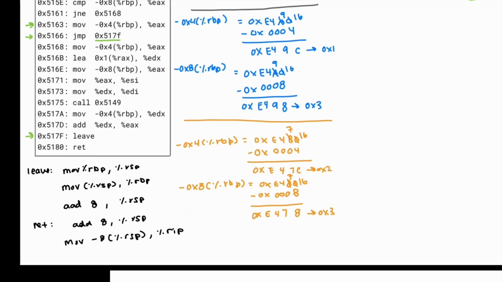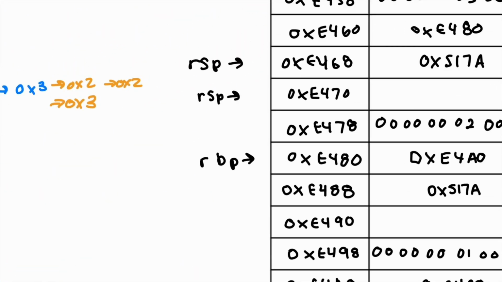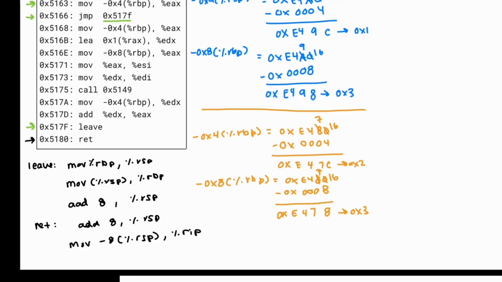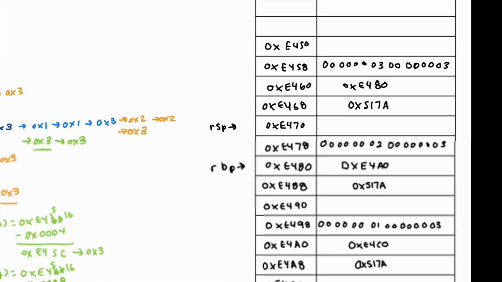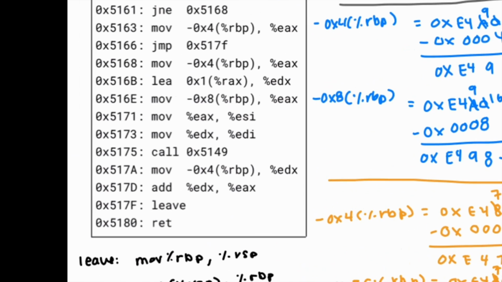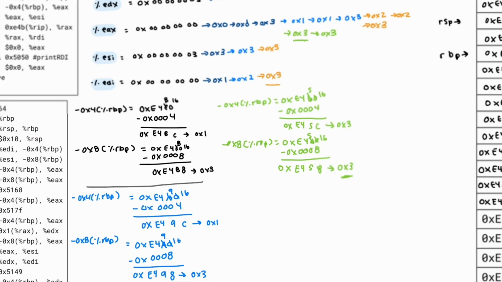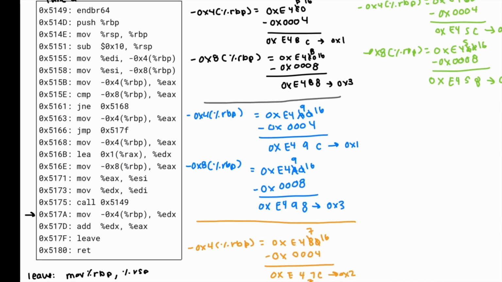And then we're going to do our return instruction. So return is going to add 8 to RSP again. But then after that, it's going to find the address minus 8 of the RSP and then dereference that and place that into our RIP register. So if we go up by 8 and we look in here, this is going to be the next instruction that we have to perform. So that'll be 517A, which means that we have to go over here and we have to move minus 0x4 RBP into EDX.